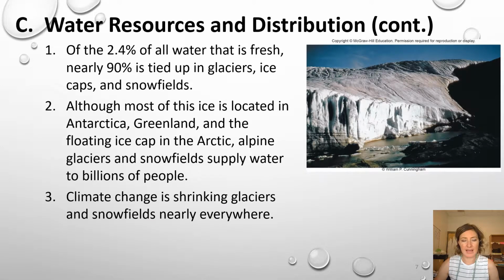So we talked about this on the last slide, but let's go into that just a little more to drive home the point that we don't have much fresh water on the surface of the earth, and what we have is not always accessible to us.